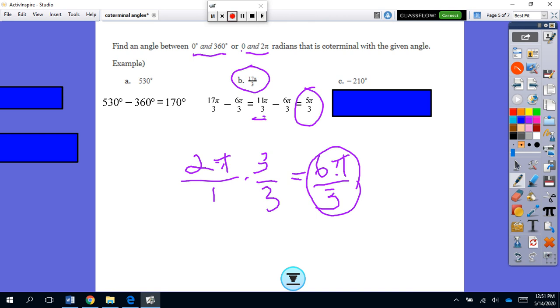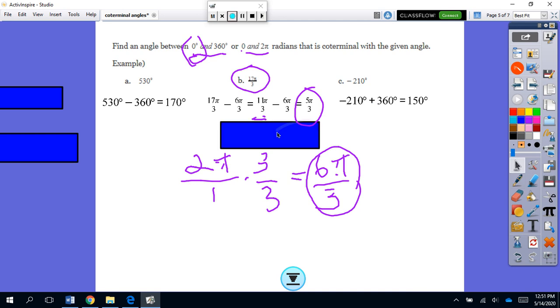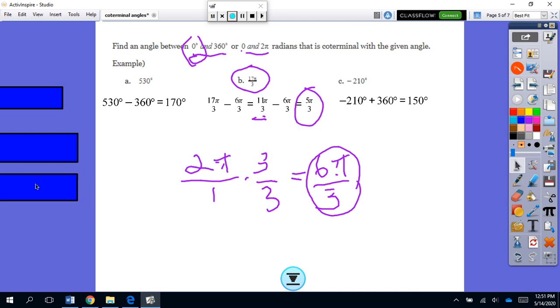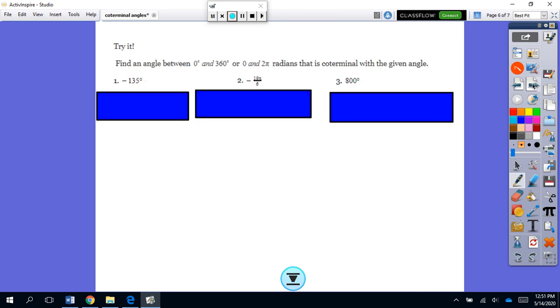The last one is a negative angle. If I have a negative angle, I'm not going to subtract, because that's less than 0, so it's not within my parameters. So I want to add until I get an angle on the unit circle. The first time I add, I do get an angle that is within the parameters, so I can leave it at 150. Okay, so go ahead and stop the video and try the 3 try-it problems, and then come back and we'll go over them.